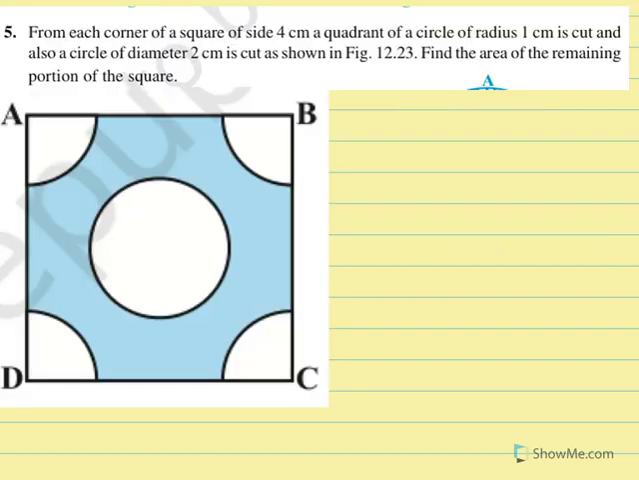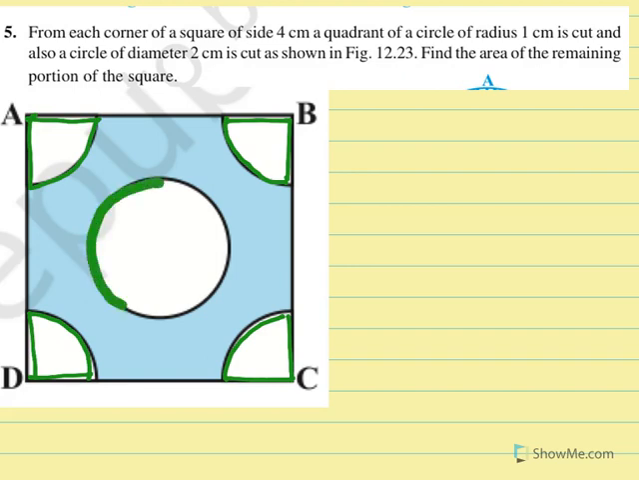From each corner of a square of side 4 centimeters, a quadrant of a circle of radius 1 centimeter is cut out. Also a circle of diameter 2 centimeters is cut out. So here we have a square, and from the square these quadrants have been cut out. This is a quadrant, quarter of a circle. These 4 quadrants have been cut out. So we need to subtract these 4 quadrants from the square, plus this center circle also has been cut out. Then we have to find the area of the remaining portion.